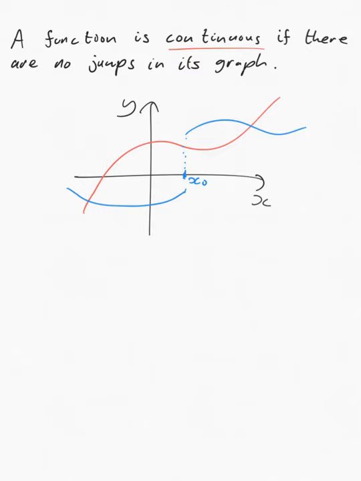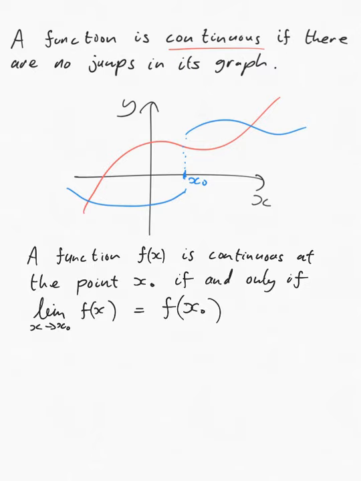One way to define continuity mathematically is to say that a function is continuous at a particular point if it's equal to its own limit as x approaches that point. So here, we say that a function f of x is continuous at the point x0 if and only if the limit of f of x as x tends to x0 is equal to f of x0. So you can see that at the discontinuity, the limit just doesn't exist. So one way that you could define continuity mathematically is to say that the function is continuous at a point if it's equal to its own limit at that point.